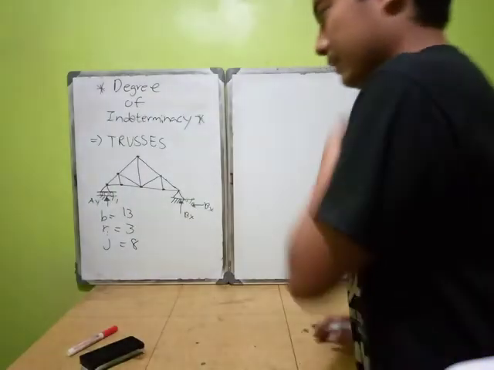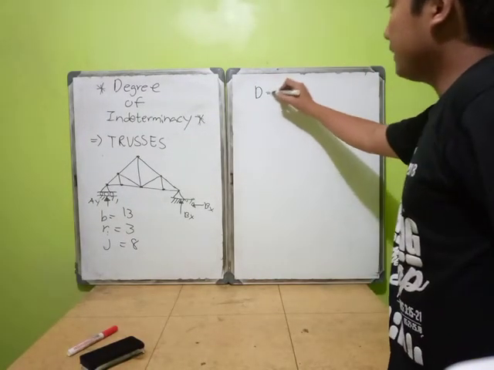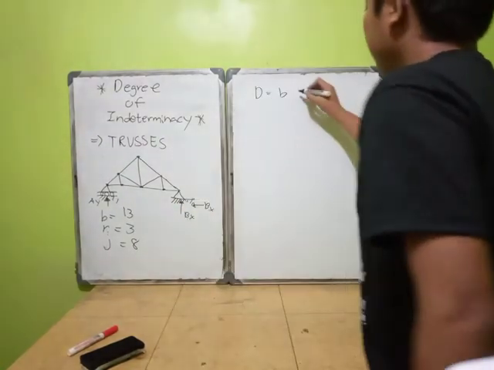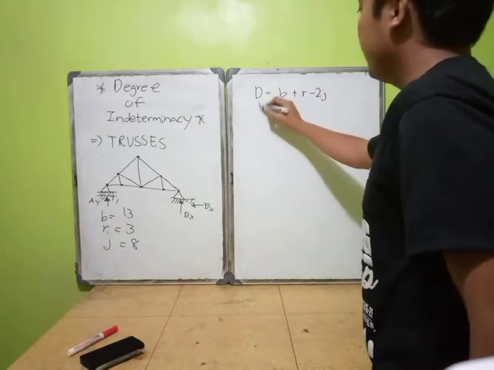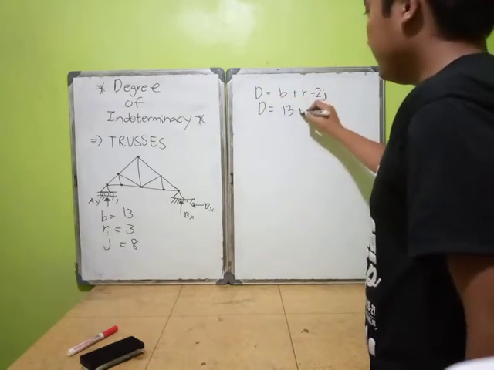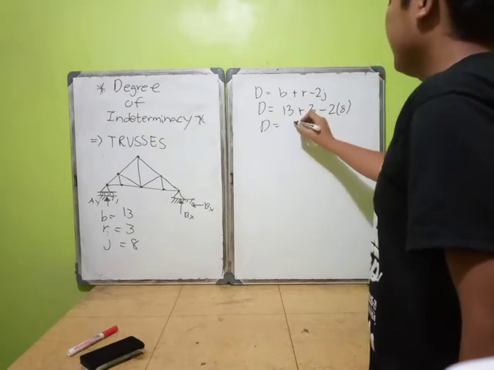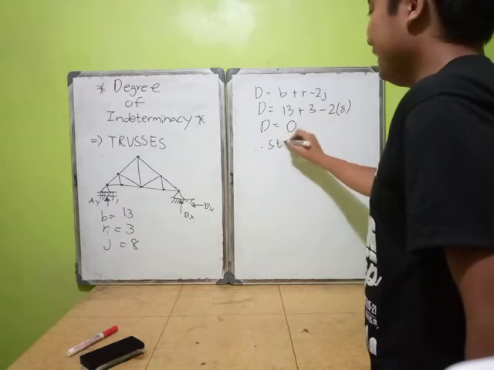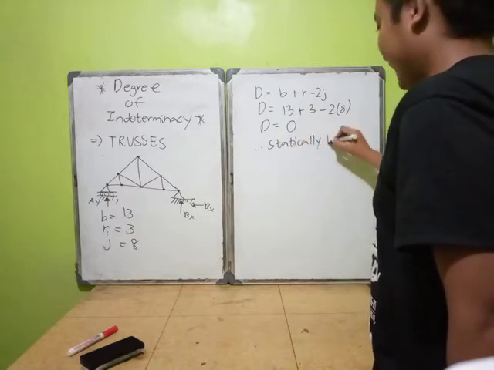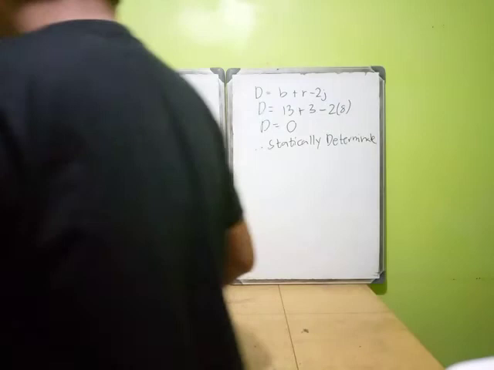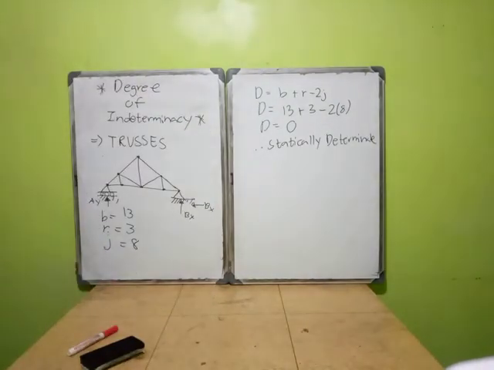Okay? So, may nagbago ba? So, yung degree of indeterminacy mo is equal to B plus R minus 2J. So, 13 plus 3 minus 2 times 8. 0 pa rin. So, this is statically determinate pa rin. Paano kaya mag-example ng statically indeterminate na truss?